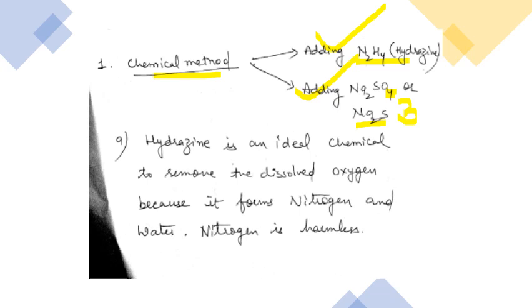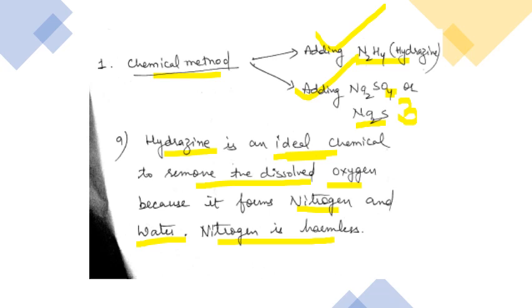So let's see the first chemical, that is hydrazine. It is an ideal chemical for the removal of the dissolved oxygen. Among all the chemicals like hydrazine, sodium sulfite or sodium sulfide, hydrazine is an ideal chemical for the removal of the dissolved oxygen. Why? Because it forms the products nitrogen and water. And nitrogen is an inert gas which does not create further problems.